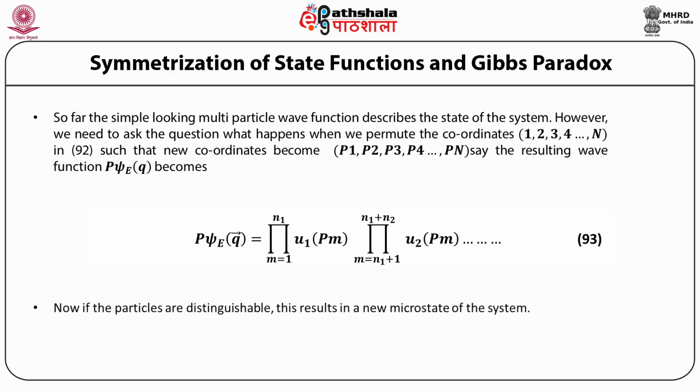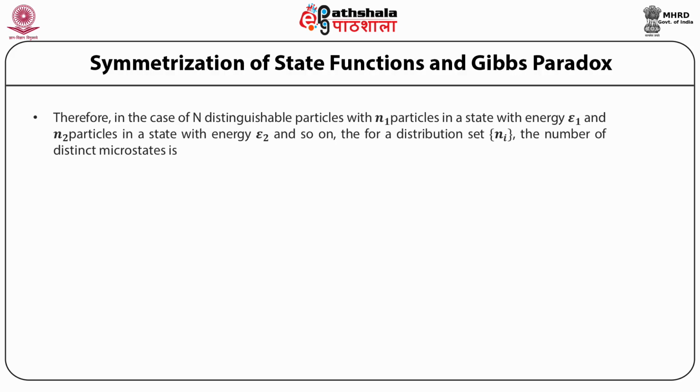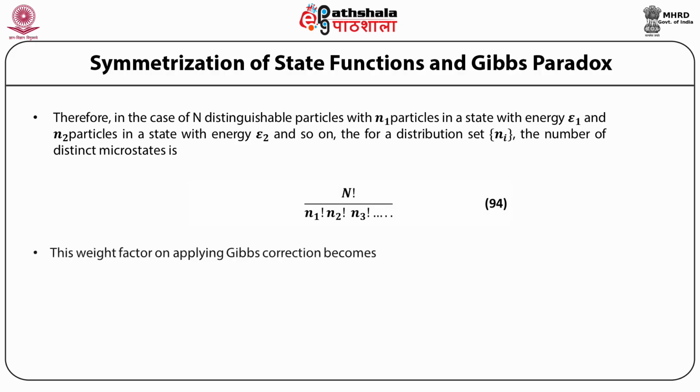Now if the particles are distinguishable, this results in a new microstate of the system. Therefore, in the case of n distinguishable particles with n1 particles in a state with energy epsilon_1 and n2 particles in a state with energy epsilon_2 and so on, and for a distribution set {n_i}, the number of distinct microstates is therefore N factorial divided by n1 factorial, n2 factorial, and so on. This weight factor on applying Gibbs correction becomes equal to 1 upon n1 factorial, n2 factorial, n3 factorial and so on.